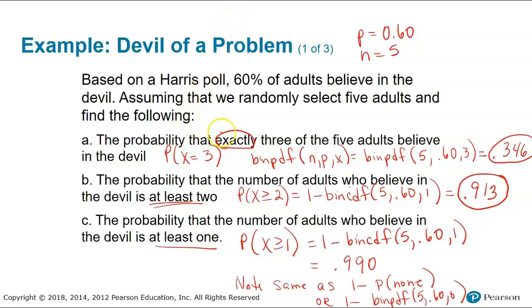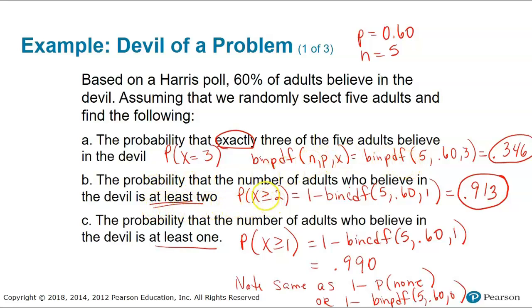So the first one is an exactly problem. So we do the PDF on this one. And you're going to have your N. This is the P that you should use, and this is your X you should use. One thing I would say is, especially on quizzes and tests, write out what you're putting in. And if it's one where I'm asking to see your work, then I can give some partial credit and so forth. Here's one at least 2.